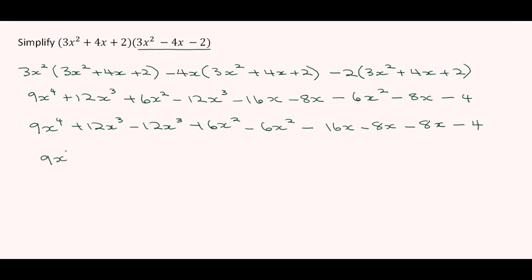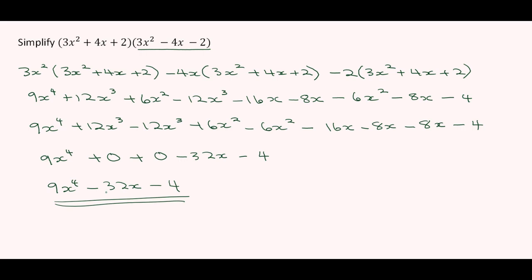We have 9x to the 4th power plus 12x cubed minus 12x cubed, that's 0, plus 6x squared minus 6x squared, that's 0, and then minus 16x minus 8x minus 8x, that's going to be 16 plus 8, that's 24, plus 8, 32. So we have minus 32x minus 4. So now we're left with 9x to the 4th power minus 32x minus 4. And that is the simplified version of our trinomial multiplication.